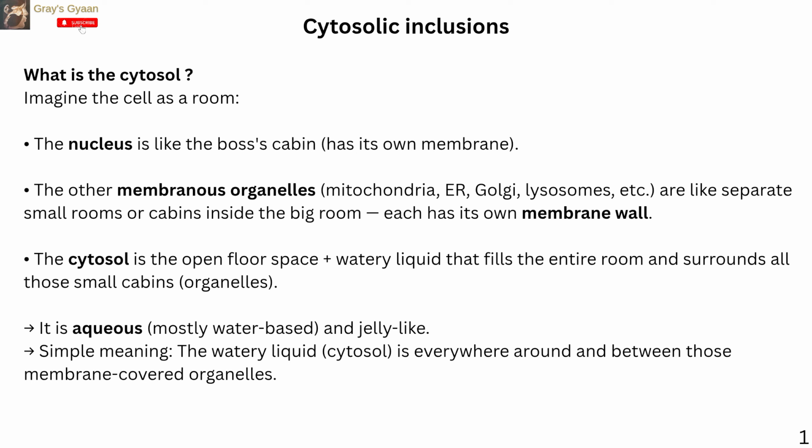The cytosol is like open floor space plus watery liquid that fills the entire room and surrounds all those small cabins, organelles. It is aqueous, mostly water-based, and jelly-like. Simple meaning, the watery liquid cytosol is everywhere around and between those membrane-covered organelles.